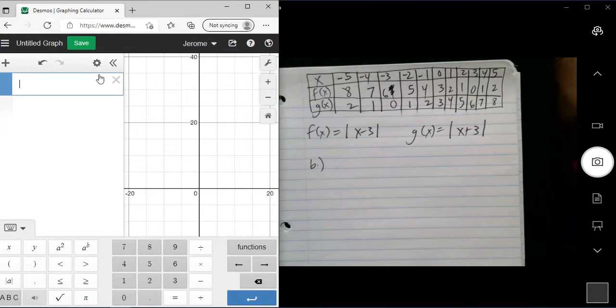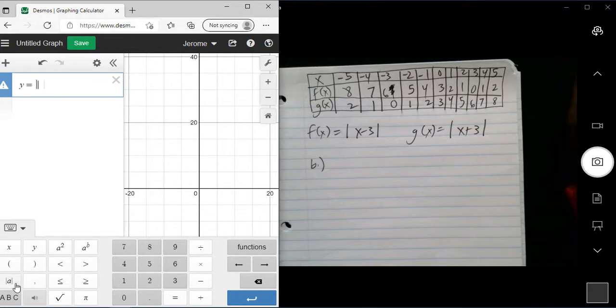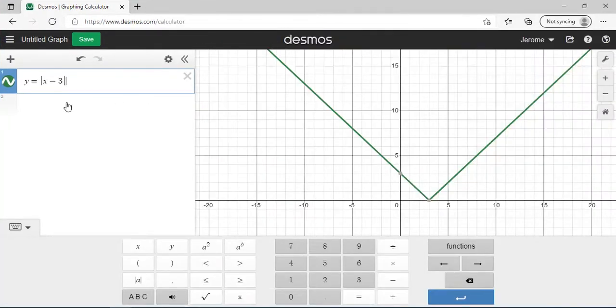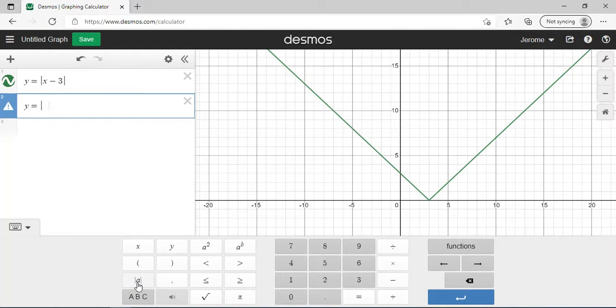Now we know f of x and g of x is the same thing as saying y. So we would say y is equal to, now we need the absolute value of, what's that, x minus 3. So this is the absolute value of x minus 3. You see that it forms a V shape. Matter of fact, let me do this here. It forms a V shape. Next, we will have y is equal to the absolute value of x plus 3.